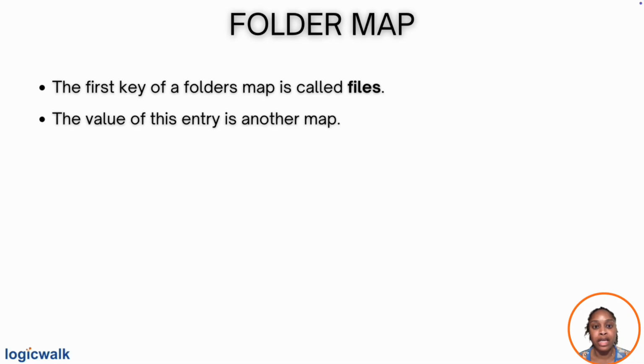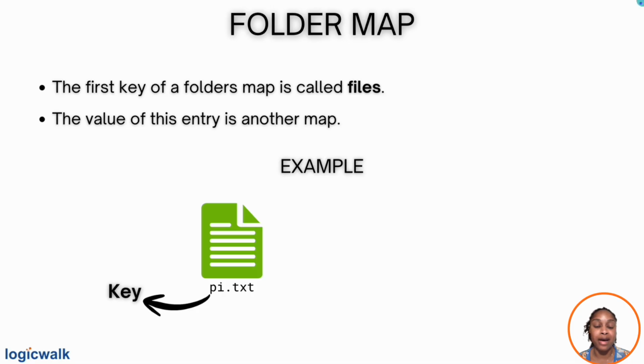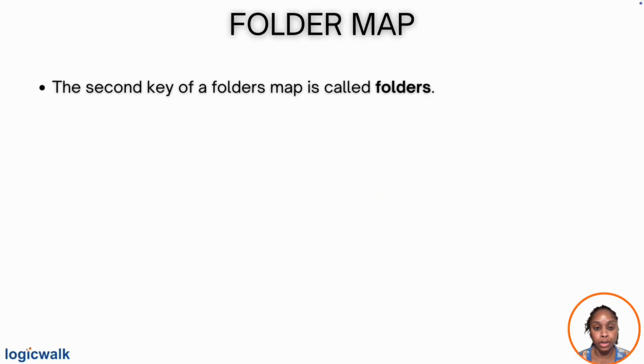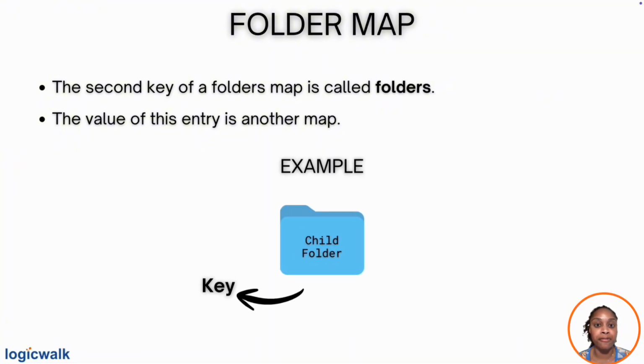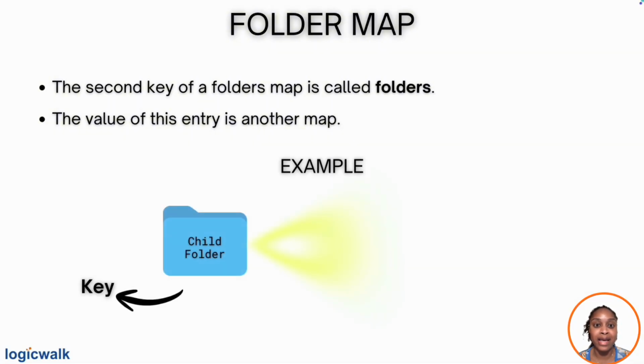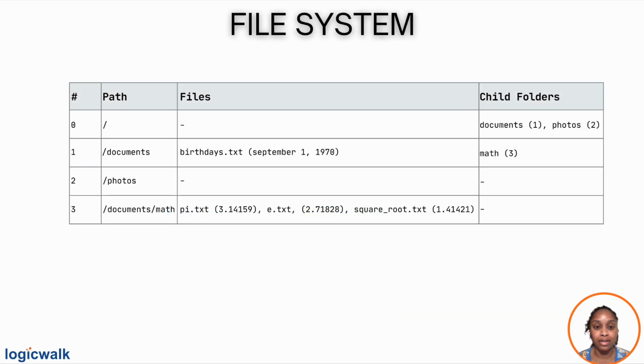The value of this entry is another map, where each key is a file name and each value is the file's contents. The second key of a folder's map is called folders. Its value is another map, where each key is the name of a child folder and each value is the index that tells the operating system where that folder is located. That value is an internal location or index that is assigned automatically by the operating system when the folder is created. Let's look at an example of a file system.